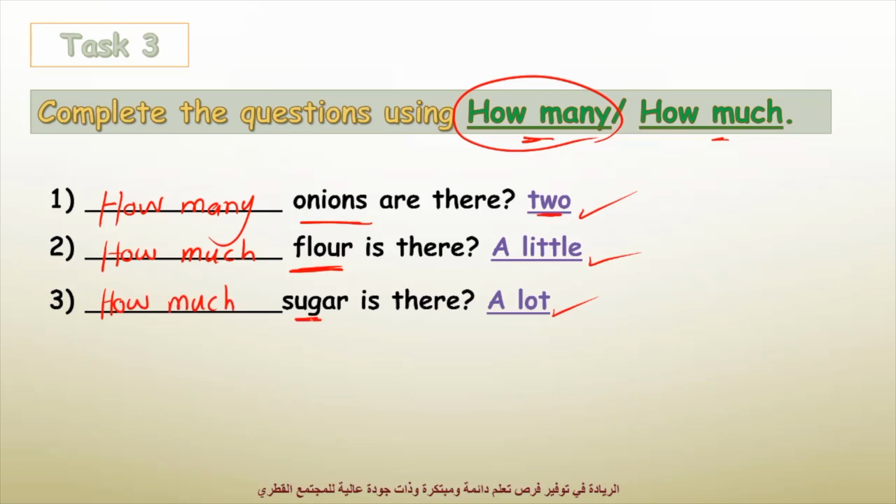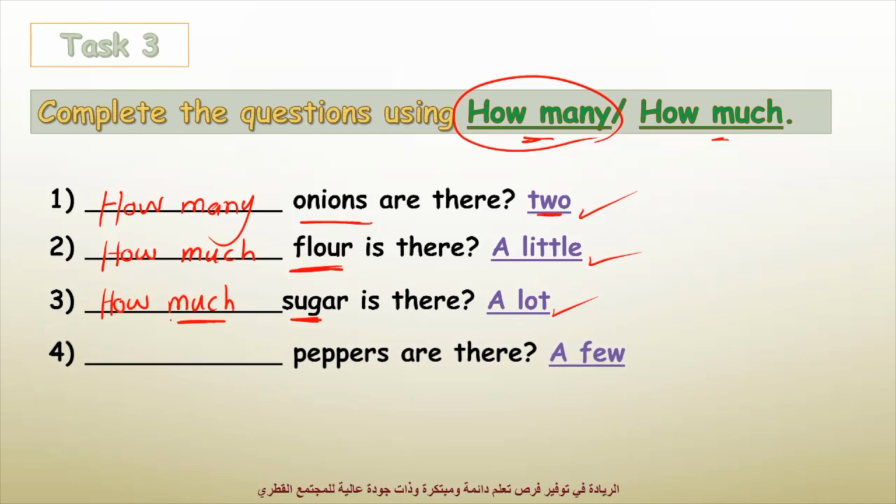Number 4. Let's see what will be the question. Peppers are there. Can you count the peppers? Yes, I can count them. 1, 2, 3. So the answer is a few, and I can use something about the number. How many peppers are there? Because I'm asking about a number.